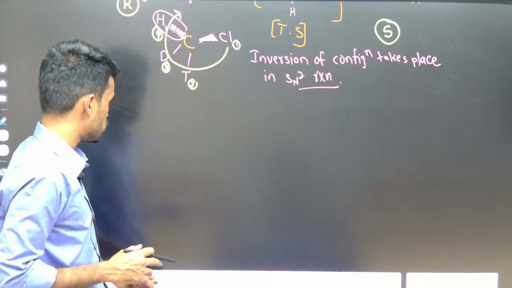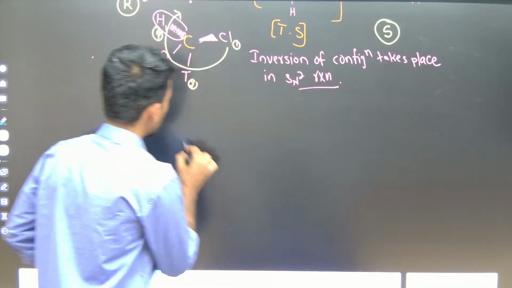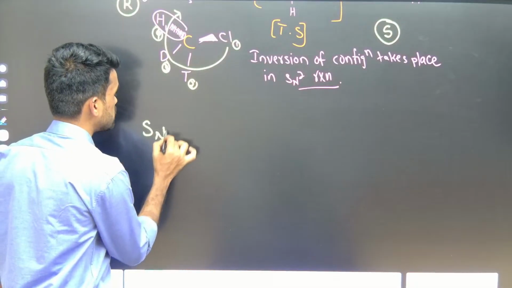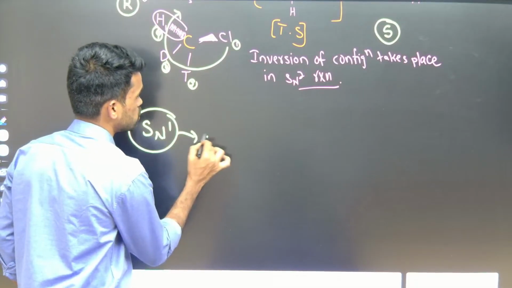Now let us do some questions. When I told you about the SN1 reaction, what is the intermediate you have seen? SN1 reaction, carbocation.